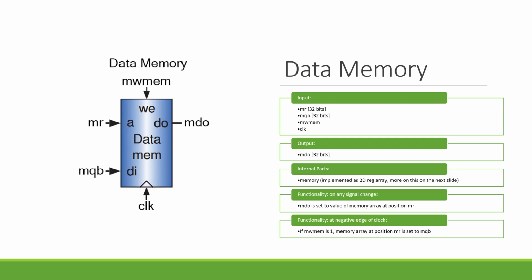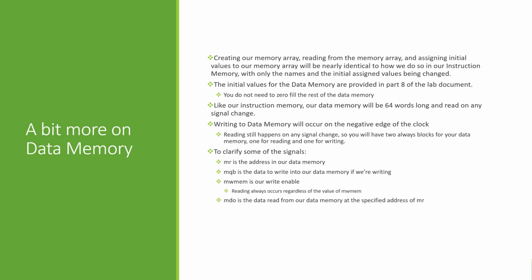of the memory array at position MR, and at the negative edge of the clock, if MWMEM is 1, then the memory array at position MR is set to the value of MQB. I want to talk a little bit more about how we're going to implement our data memory. Creating our memory array, reading from the memory array, and assigning initial values to our memory array will be nearly identical to how we did so in our instruction memory.